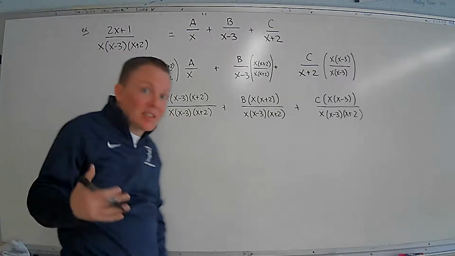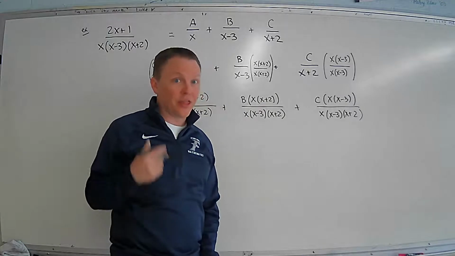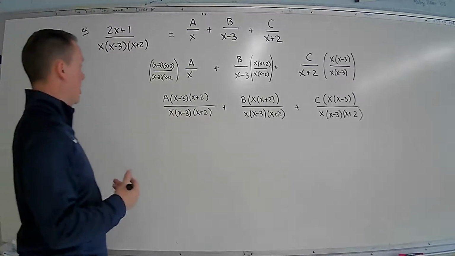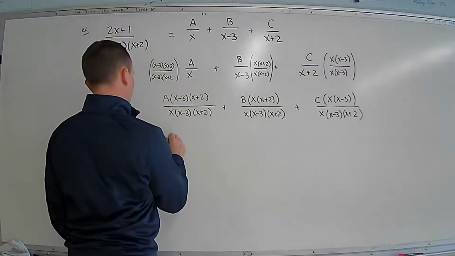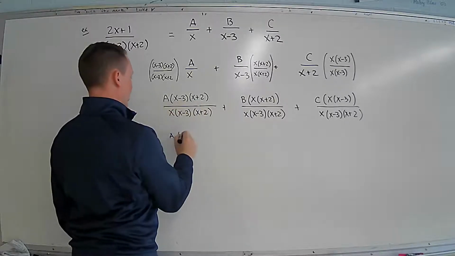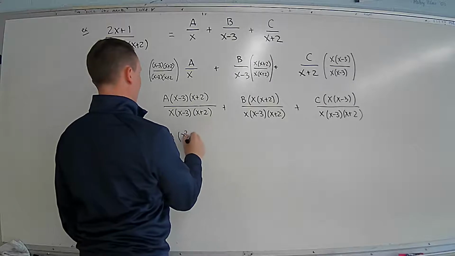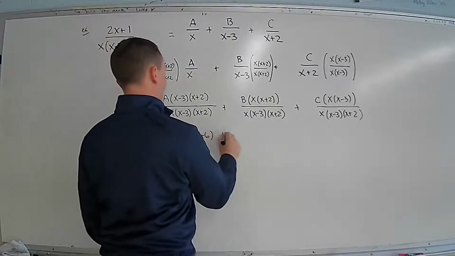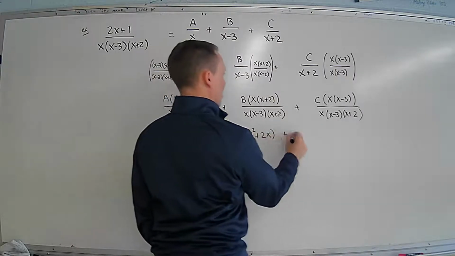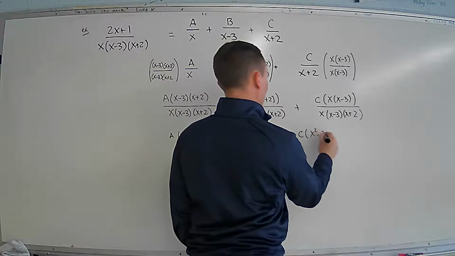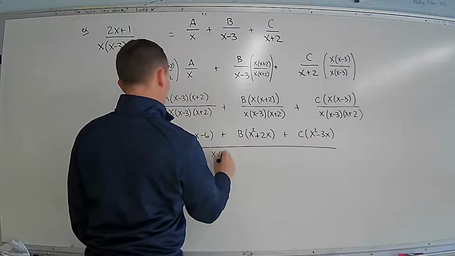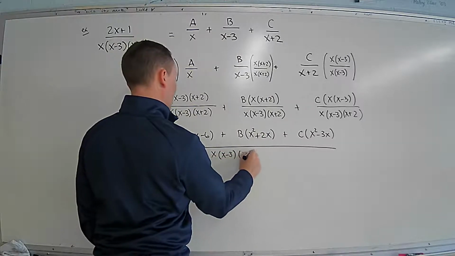So now I'm guessing that you're seeing that we're going to end up with 3 equations and 3 unknowns, okay? If you don't see that, you will here in about 2 seconds. But let's go ahead and finish this out. So if I FOIL this, if I want to use that as a verb, that's going to be x squared plus 2x minus x minus 6. And then this is going to be b times x squared plus 2x. And then this is going to be c times x squared minus 3x, all over x times (x minus 3) times (x plus 2).